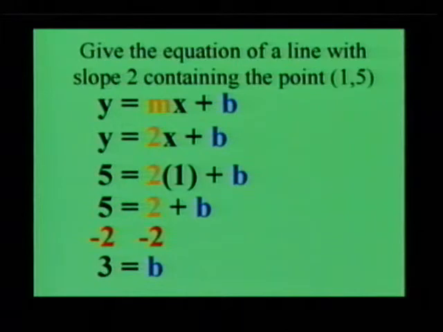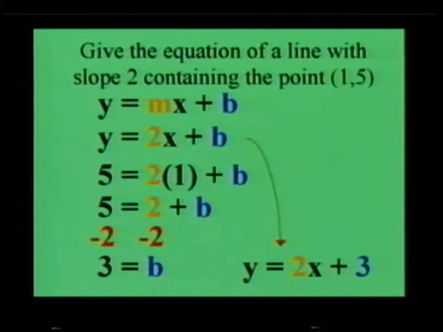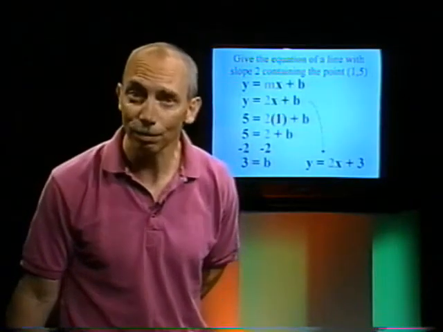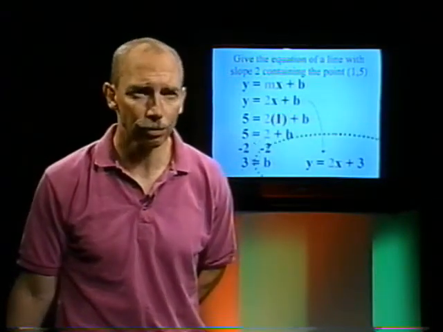Now that doesn't answer our question. Our question is, what is the equation? So we have to take that 3, put it back into our general equation, and our general equation for that line will be y equals 2x plus 3, because that's what they asked. Okay, what else you got for me?